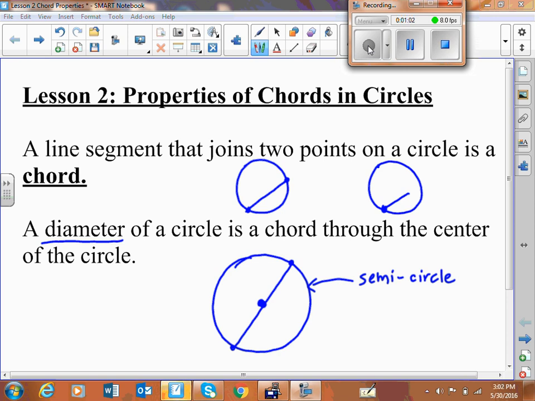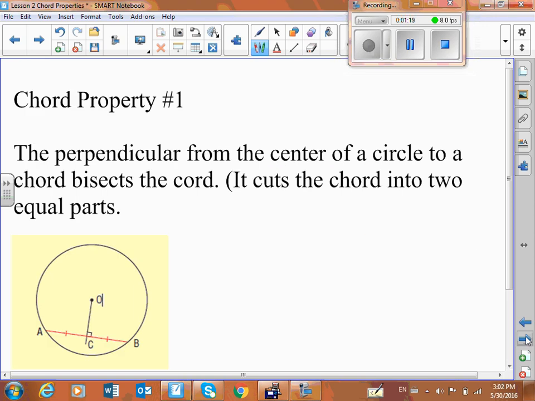I want to start by saying the chord properties, and it says that there are 3 of them. It's really one property with 3 parts. And if you are given any 2 of those 3 parts, then you have proven the 3rd. And that's how the chord properties are going to work. Okay? Here we go. Property number 1.